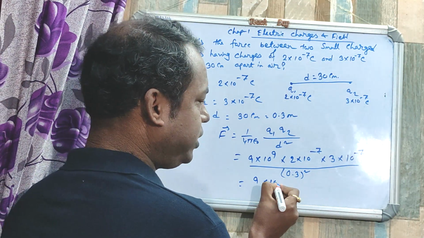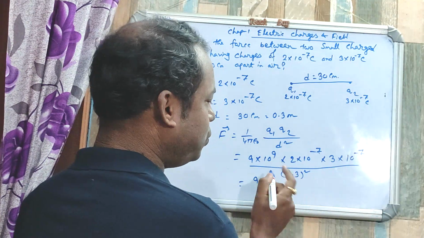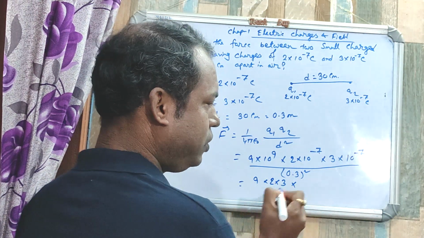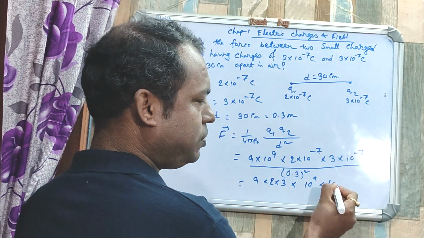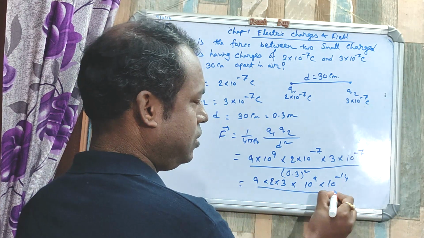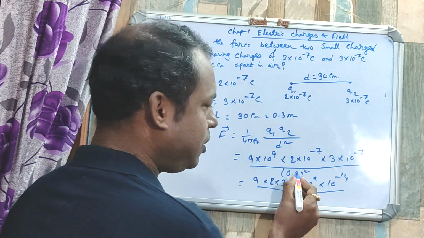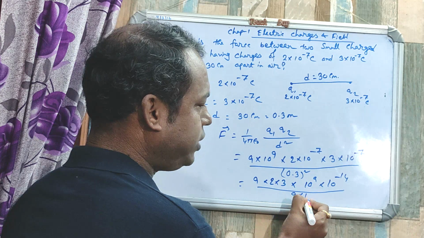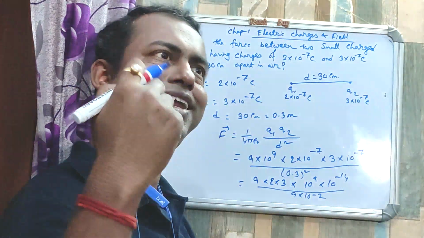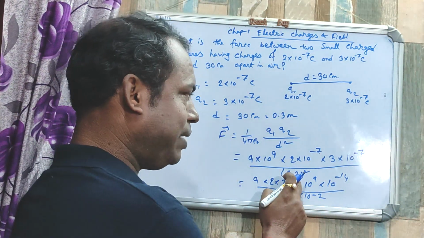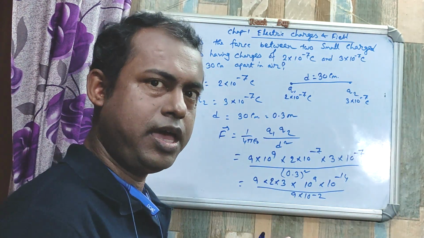So 9 into 10 to the power 9. We write 9 into 2 into 3, into 10 to the power 9, into 10 to the power minus 7, that is 10 to the power minus 14. And 0.3 may be written in the form 0.3 square, that means 9 into 10 to the power minus 2. Am I right? Because 0.3 means 3 into 10 to the power minus 1, and the square of it is 3 into 3, 9, so 9 into 10 to the power minus 2. I think it is clear.